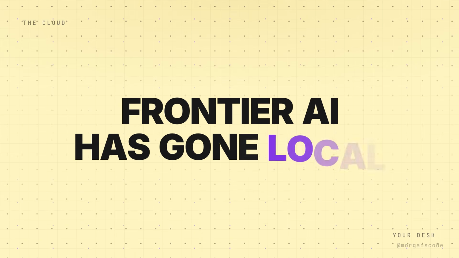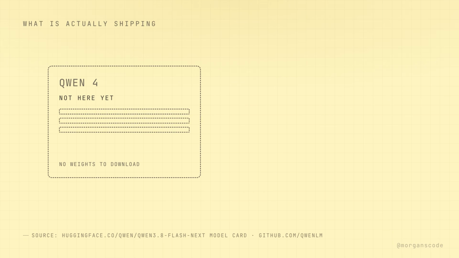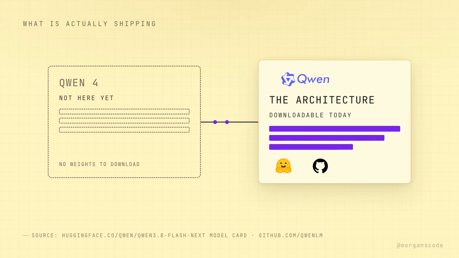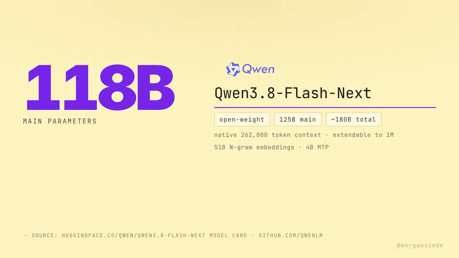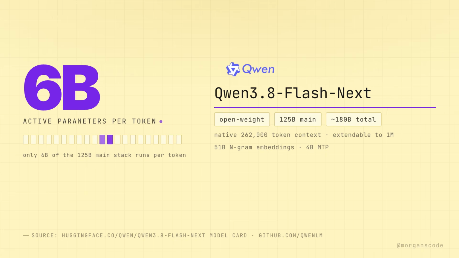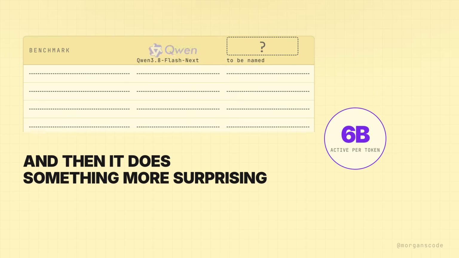The frontier AI era has gone local. Qwen 4 is not here yet, but the architecture behind it is, and you can download it today. It is called Qwen 3.8 Flash Next, an open-weight model that activates only 6 billion main parameters per token, yet is already beating DeepSeek v4 Flash across major coding and agent benchmarks. And then it does something even more surprising.